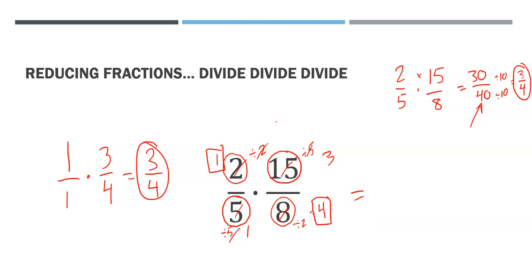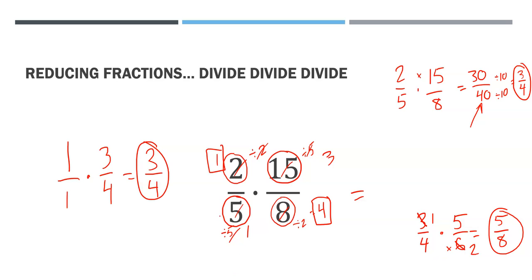Here, I want you to try one really quick. Try reducing 3/4 multiplied by 5/6. You should have reduced the 3 and the 6. Both are divisible by 3. When you divide by 3, you get a 1 on the top and a 2 on the bottom. So our answer should have been 5/8. 4 times 2 is the 8.